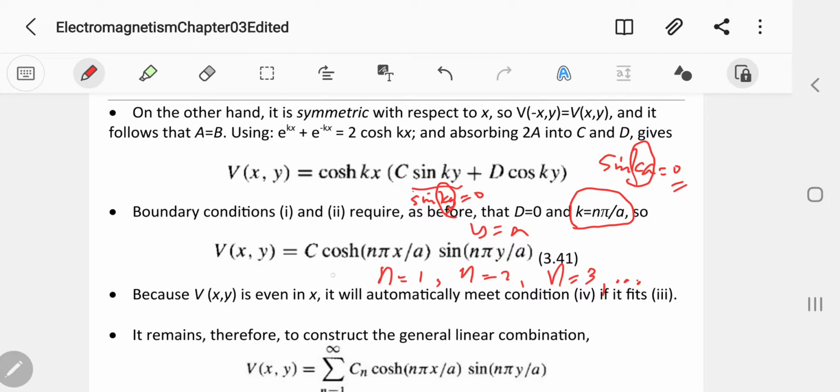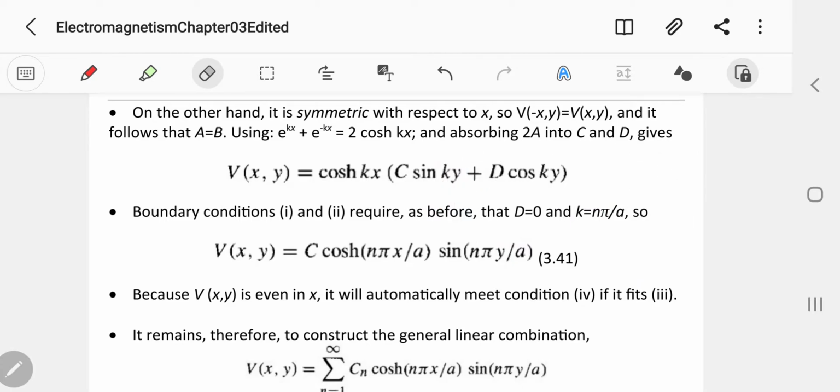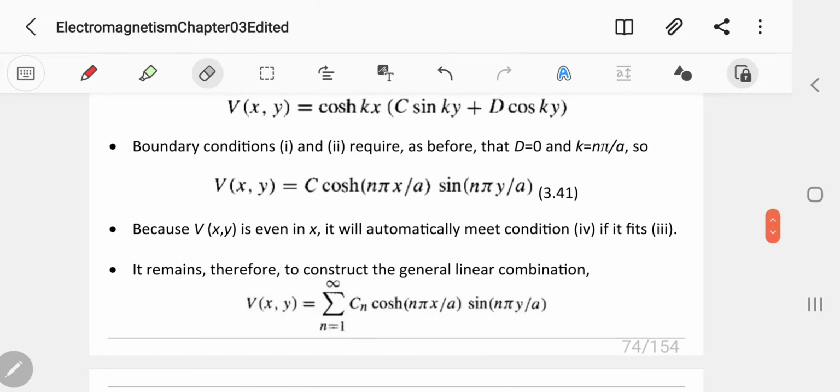So you have many solutions. You can set n equals 1, but not n equal to 0, because n equal to 0 would be sine 0 here, so it's not meaningful. So you can have n equals 2, n equals 3, and so on. You can therefore construct a general solution by constructing a general linear combination of the solutions.